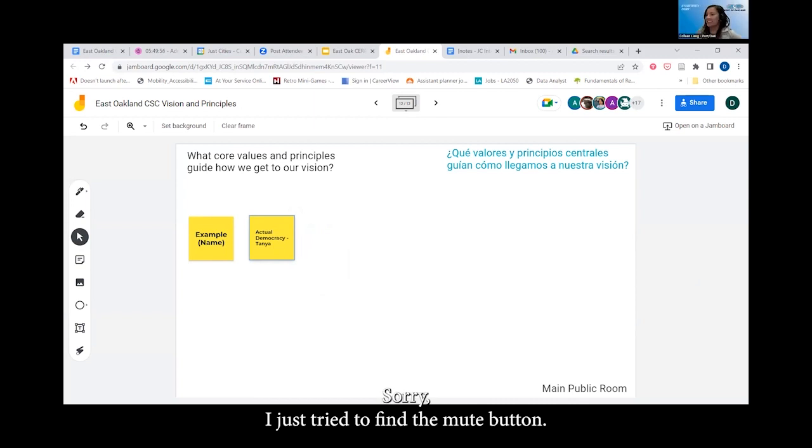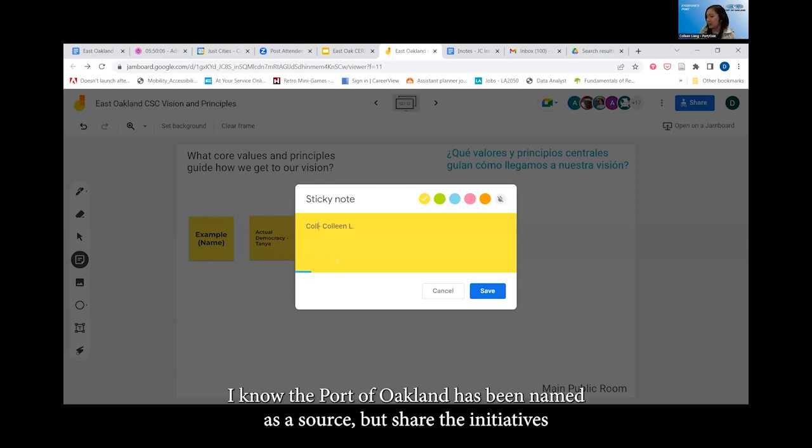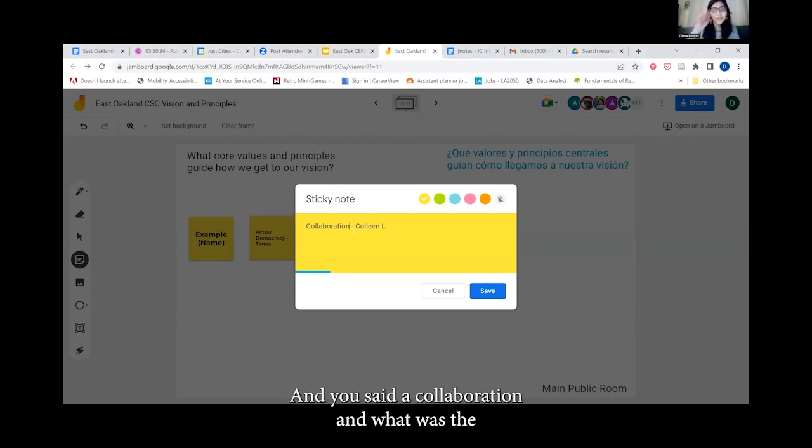Sorry, I was trying to find the mute button. I think this is something that we've been echoing throughout, but just collaboration and information sharing. I did put in the note that I would like to share. I know the Port of Oakland has been named as a source, but share the initiatives that we're moving forward with and assessing both at the airport and just Port of Oakland in general. That would help our values and principles. Thank you. And you said collaboration, and what was the second part? Information sharing. I think collaboration is more important.